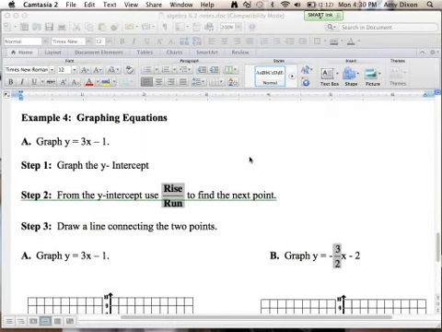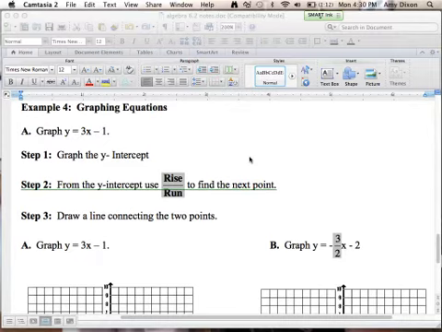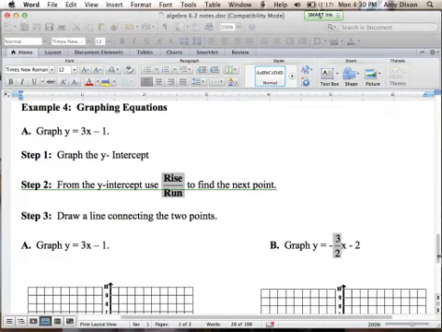Okay, example 4. So here we're actually going to learn how to graph a line. We have the equation y equals 3x minus 1. Step 1 says to graph the y-intercept. Step 2 is, from that y-intercept, use rise over run to find the next point. Step 3: draw a line connecting the two dots. So let's go down here. Let me pull my graph up, and we will follow those 3 steps.